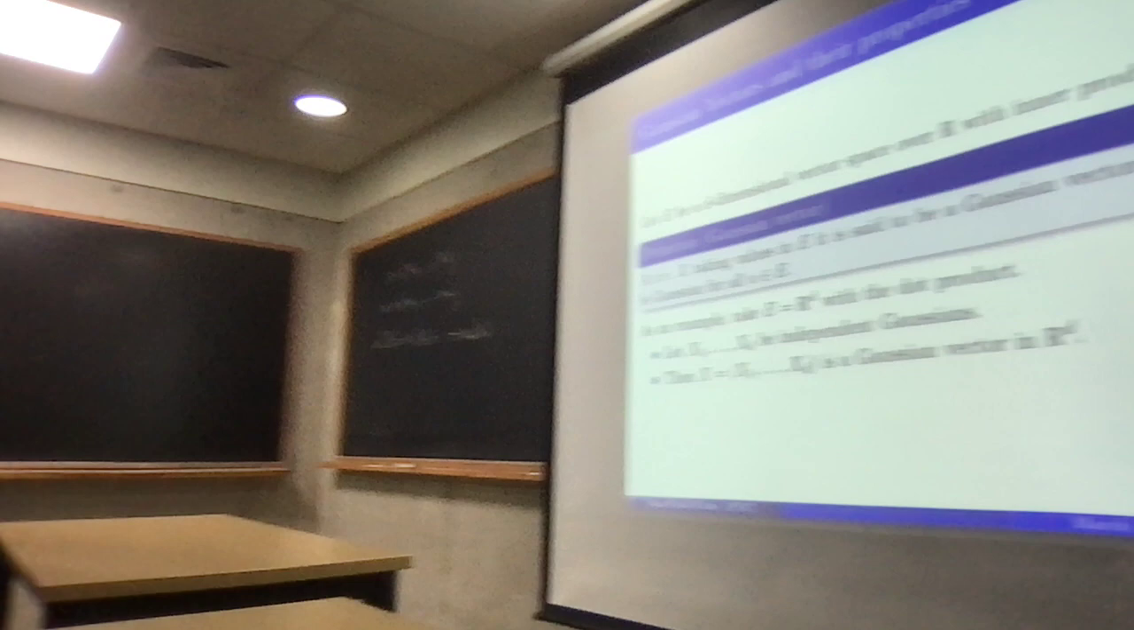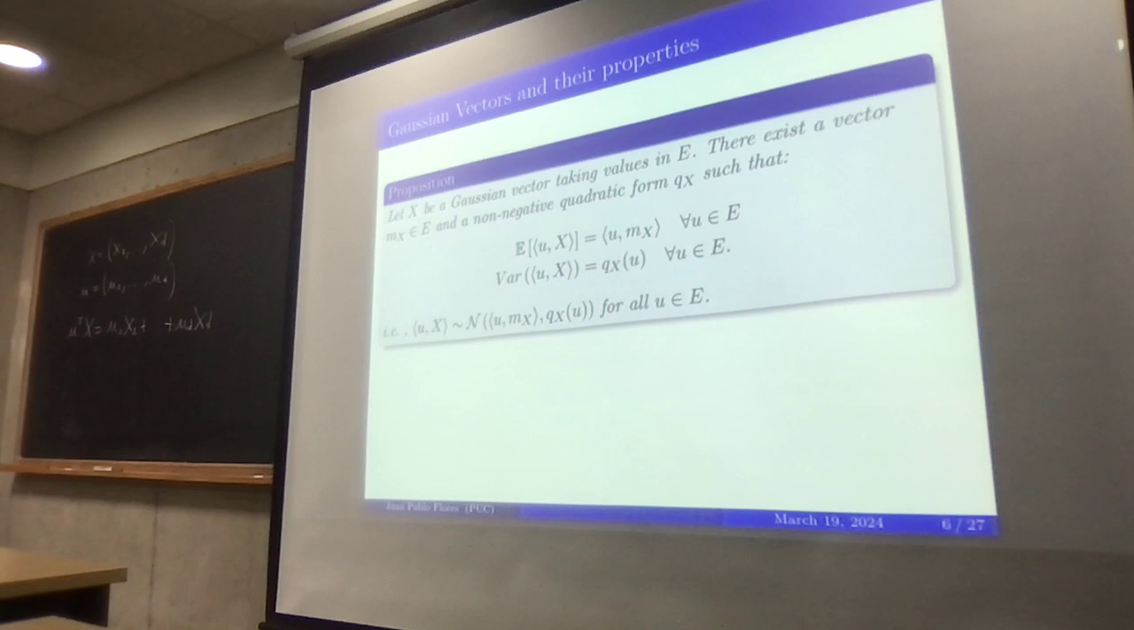Okay. A proposition. Let X be a Gaussian vector now, taking values in this vector space E. Well, we can ask ourselves what is the mean and what is the variance of these random variables that we are generating with this random vector. So this proposition tells us that there exists a vector in E such that the expected value of this random variable is the inner product of U with this vector. And the variance of this random variable is going to be a quadratic form, the same for all the vectors, evaluated in U.